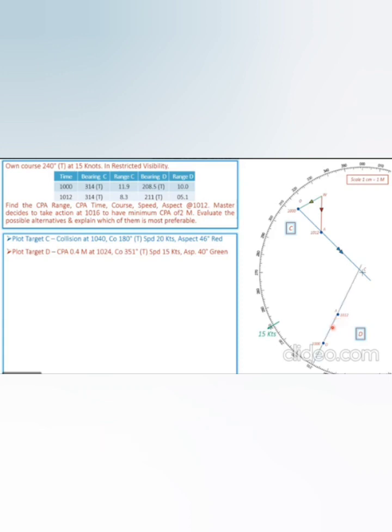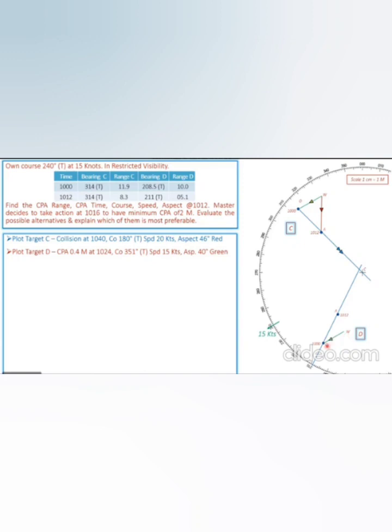Now we join Oscar to Alpha and extend this line. Oscar to Alpha line extended gives us the relative line of approach. Now from point Oscar, we mark our own ship course and distance in the reciprocal direction, in the reverse direction. You can see the green color vector coming up. The free end of the vector is named as W, Whiskey.